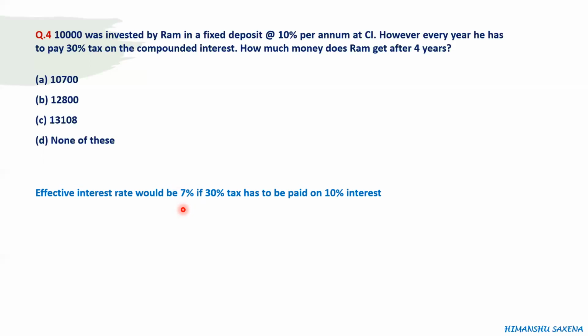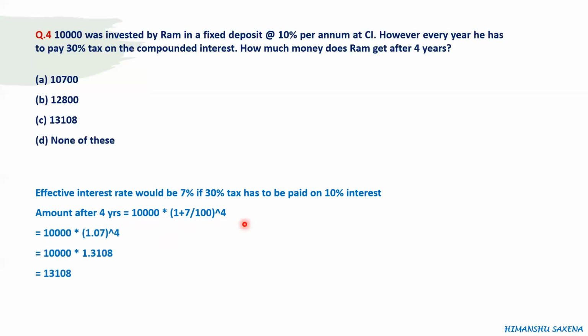Now, once you have ascertained this, it is very easy to solve this question. You have to just use the formula of compounded interest. Amount is principal amount, which is 10,000, into 1 plus rate of interest divided by 100, raised to the power number of years, which is 4. If you solve this, you will find the amount after 4 years is 13,108. So our answer would be C, 13,108. Now let's move on to the next question.